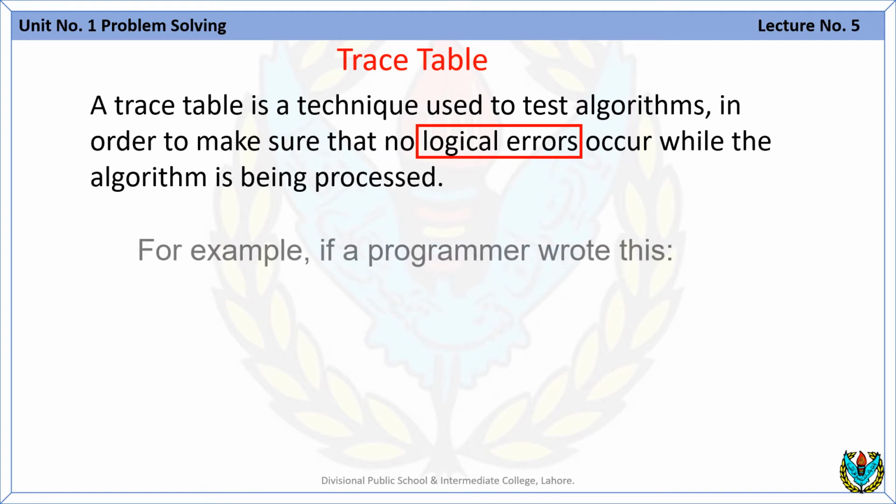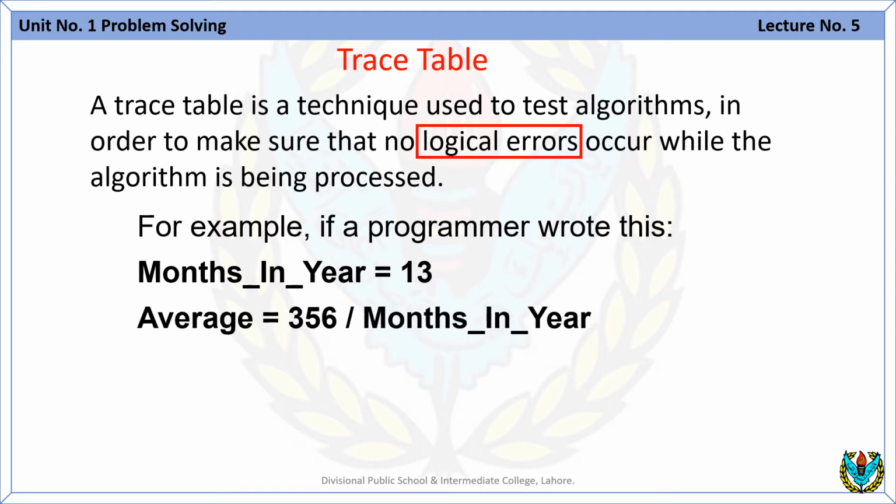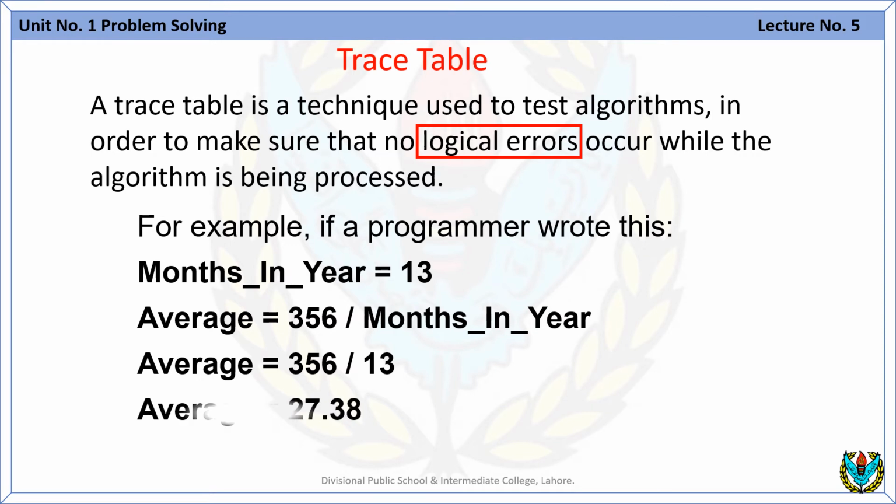For example, if a programmer wrote the variable months in year has value 13, and 356 divided by the value of months in year, that is 13, it would give you an answer of 27.38. However, it would give an incorrect answer. There are only 12 months in a year.